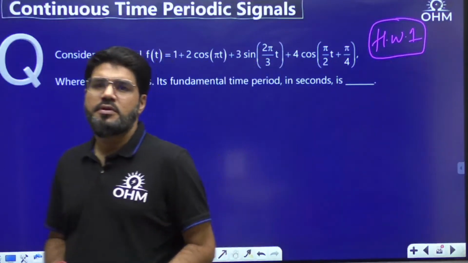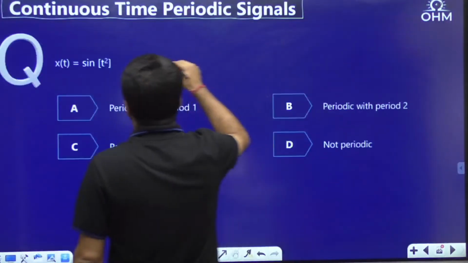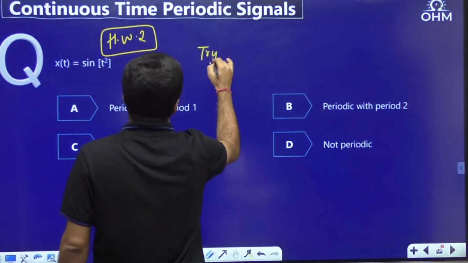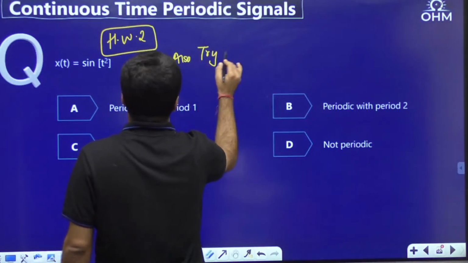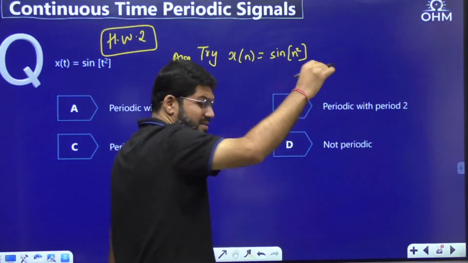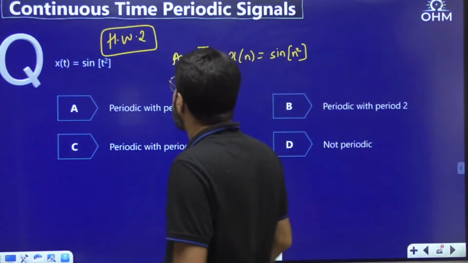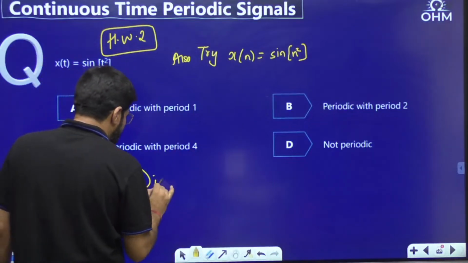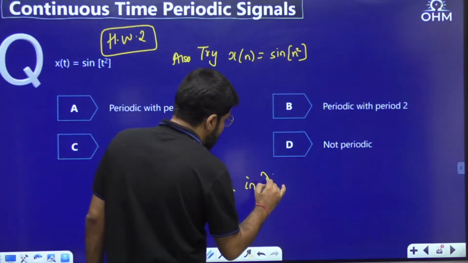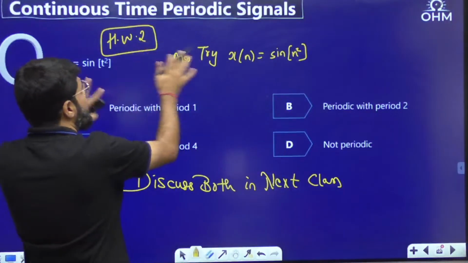Okay, let's move ahead to the next. This was homework number 1. This is homework number 2 for you. Intentionally I am giving you this question as homework. You can also try the signal x[n] equal to sine of n square in discrete time, because discrete time I will discuss in the next session. I will discuss both of them in the next session. I want you to try, and I will explain both together: sine of t square, sine of n square.